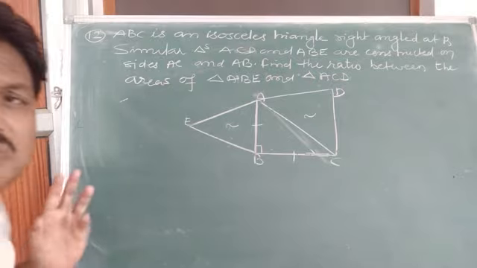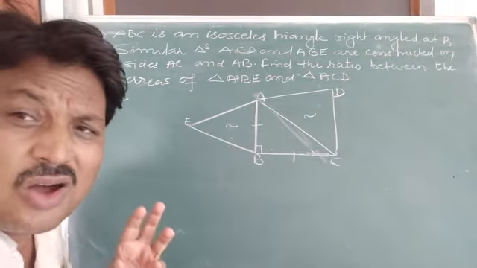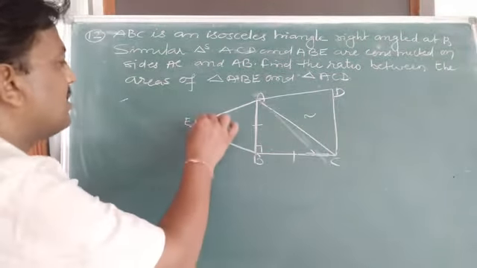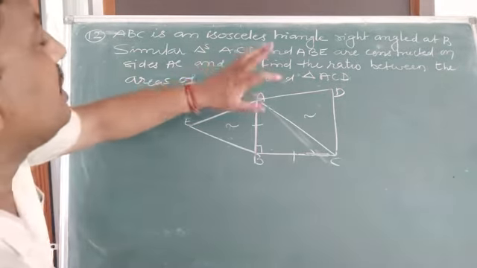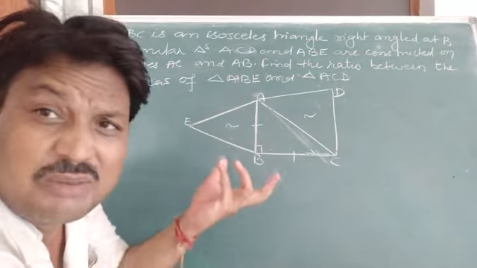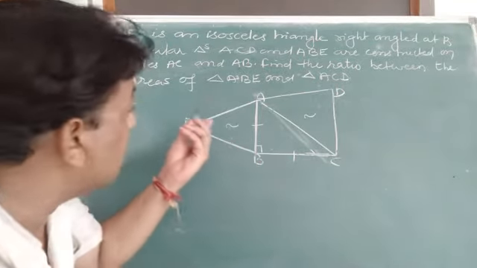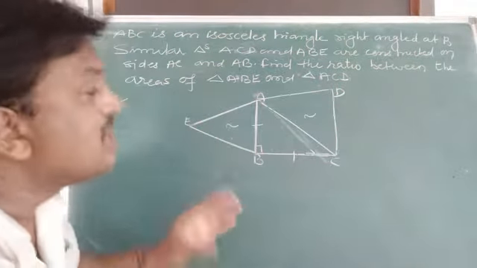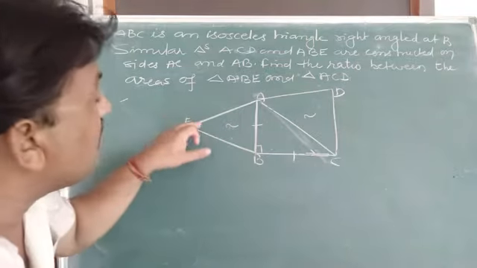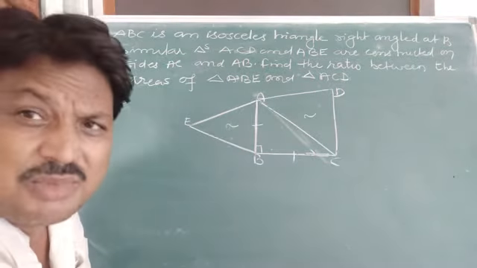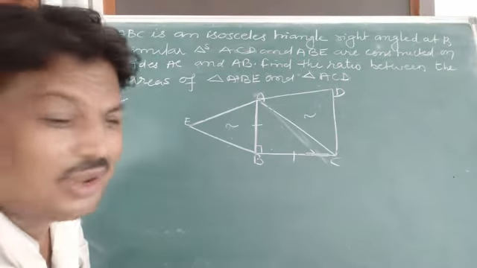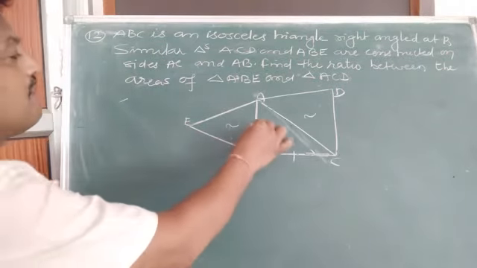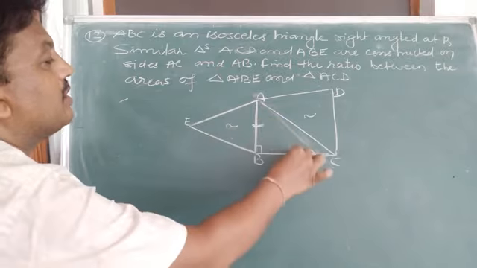Okay, similar means what happens? All angles are equal. ACD and ABE, the order is not given. The order may be correct or wrong, so I am not going to write the corresponding angles. Just think that corresponding angles of these two will be equal, and the ratio of corresponding sides will also be the same, children.